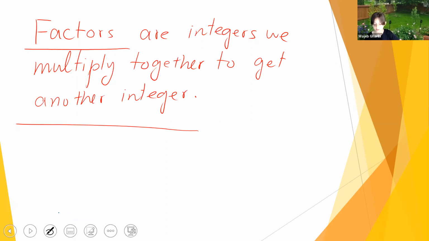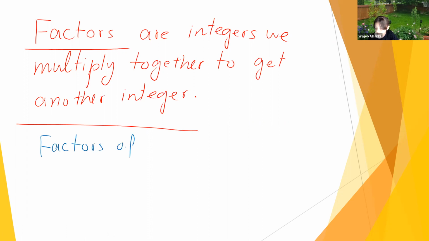What are the factors of 6? 2 and 3 are factors of 6. I say 1, 2, 3, and 6. Why? So let's give an example. Factors of 6. We can say 1 is a factor of 6.